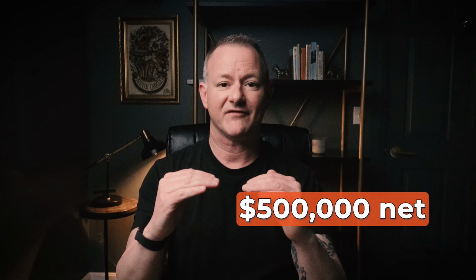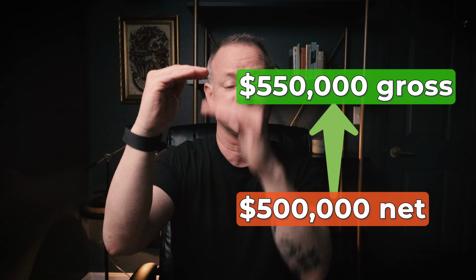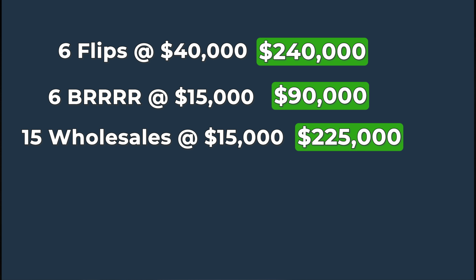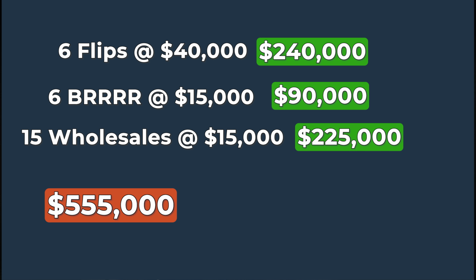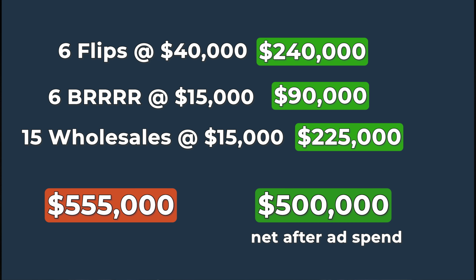So in order to net $500,000, they're going to need to generate $550,000 in revenue to cover the cost of their advertising. But it could look like this. 6 flips at $40,000 would be $240,000. Let's say they also do 6 BRRRR cash outs at $15,000 for $90,000 total on top of that. And then let's say they do another 15 wholesale deals for another $225,000. So the total of those 3 strategies is $555,000. So again, $550,000, subtract the $50,000 you spent on ads to get those properties, and that's how you make $500,000 a year investing in real estate.